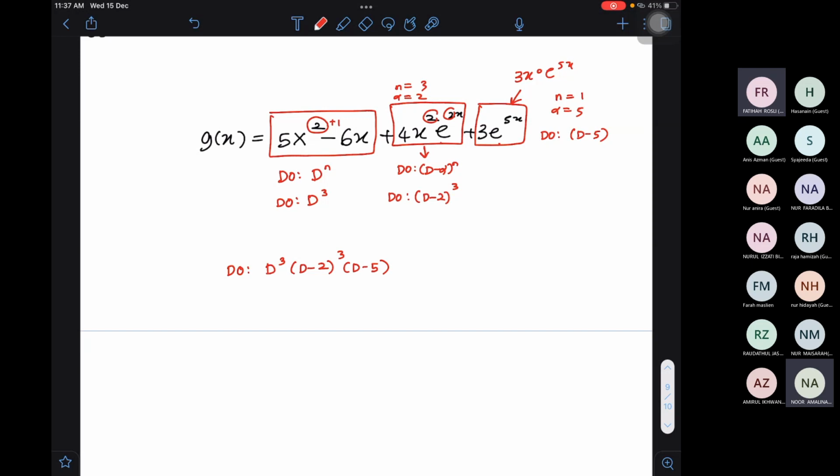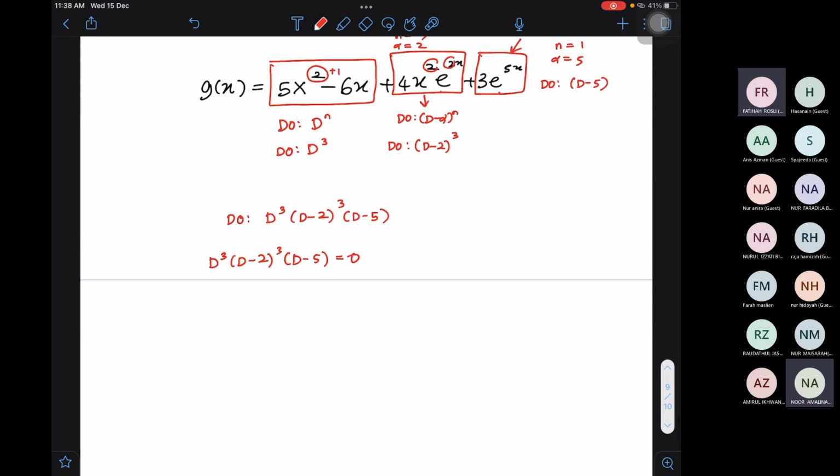Okay. So macam mana kita nak tulis kita punya equation? Kita samakan dengan kosong. So awak dapat D kuasa 3, D tolak 2 kuasa 3, D tolak 5 sama dengan kosong. So sekarang ni awak nak kena cari nilai D. Jangan takut. Okay, kita buat satu-satu. D ni kuasa 3. Yang ini D tolak 2, D tolak 2, D tolak 2 dan D tolak 5 sama dengan kosong.